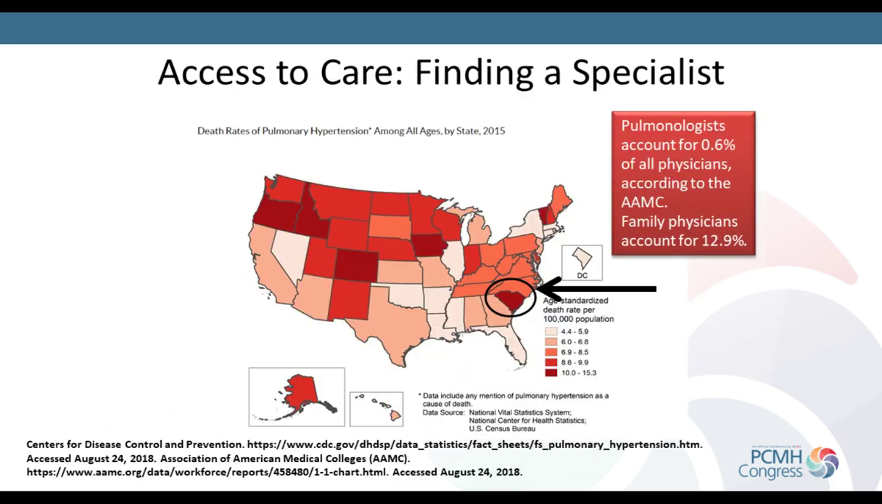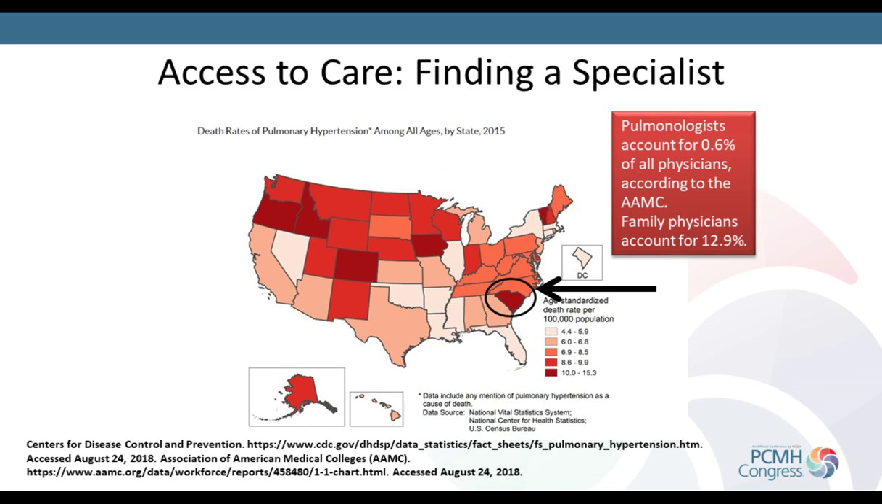Here's something that's always very interesting. These patients need a specialist, so how accessible is it? What I did was I looked at pulmonary specialists across the nation, and this is from the CDC. And what I found was there's less than 1% of pulmonologists across the country, compared to about 13% of primary care physicians. So clearly there's an access issue. There's not a lot of pulmonologists.